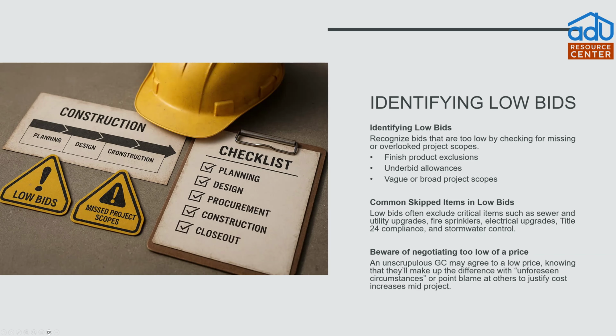A couple commonly skipped things on low construction bids, things to look for. Look for exclusions for connections of the sewer or utility connections. This is something that could add up, especially if that requires any digging or trenching through concrete to be able to make those connections. Fire sprinklers or electrical upgrades. Title 24 compliance. This has to do with your energy efficiency ratings.